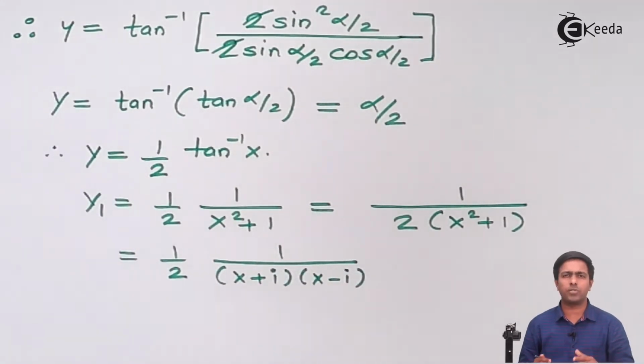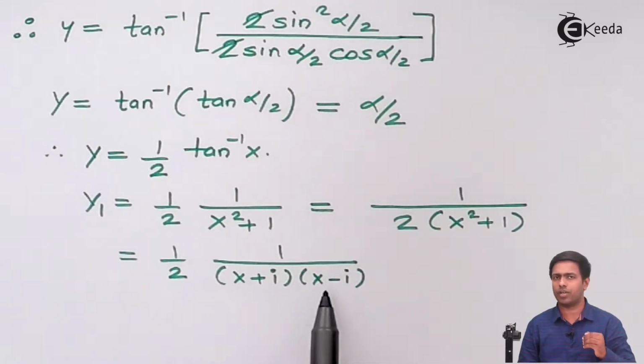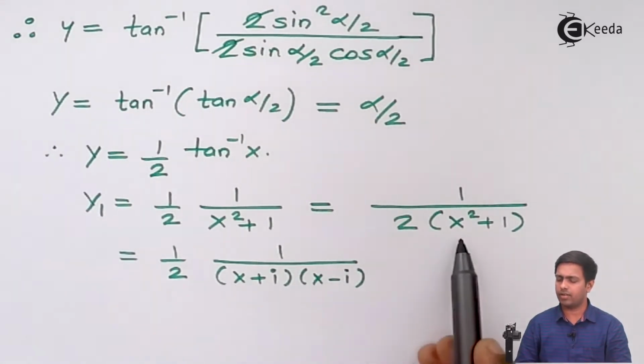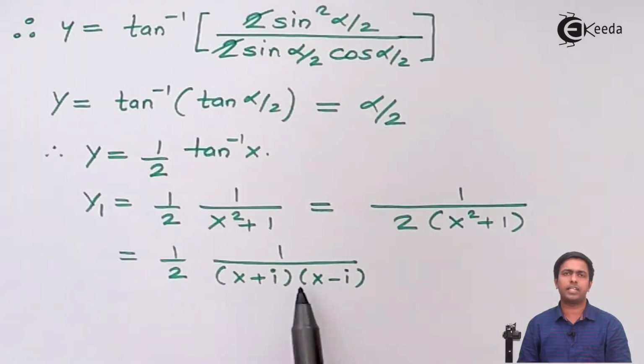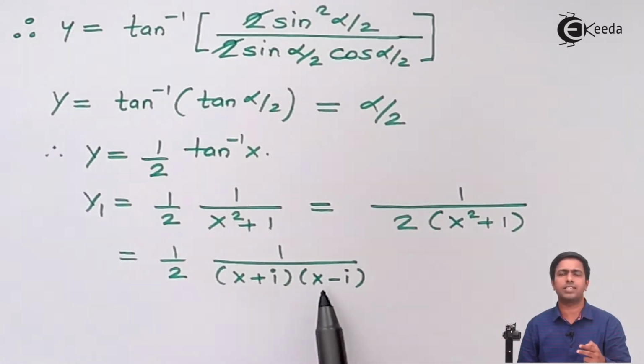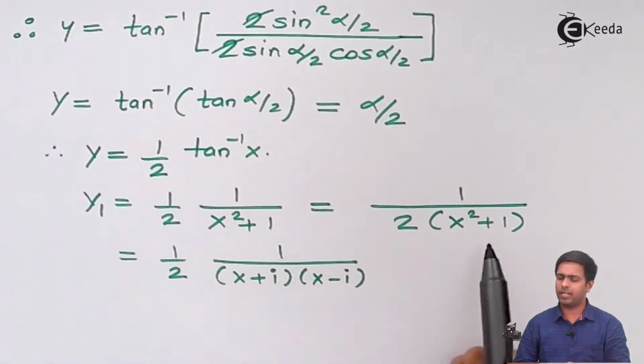Now guys, just observe, this is a plus b into a minus b, which is a square minus b square. So a square, that is x square, minus b square, that is i square. So i square is minus 1, and minus minus is plus 1.